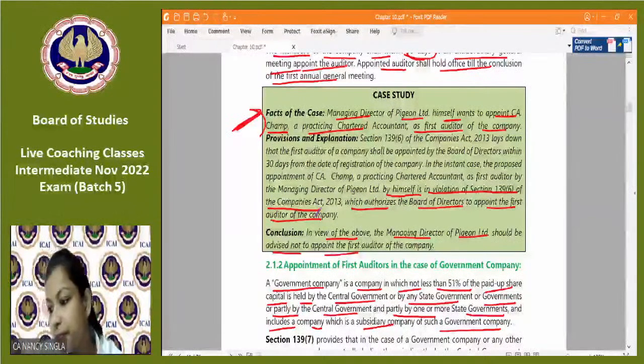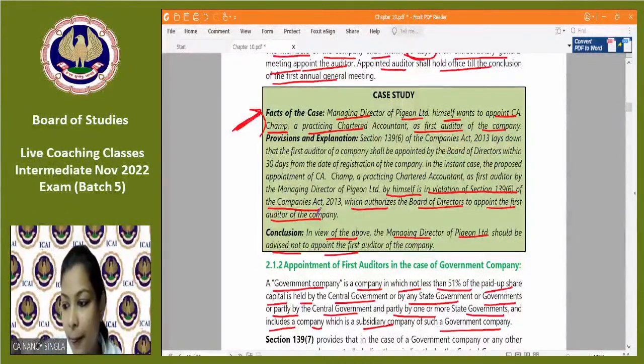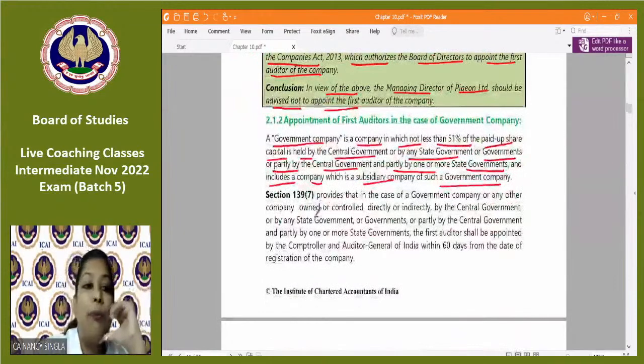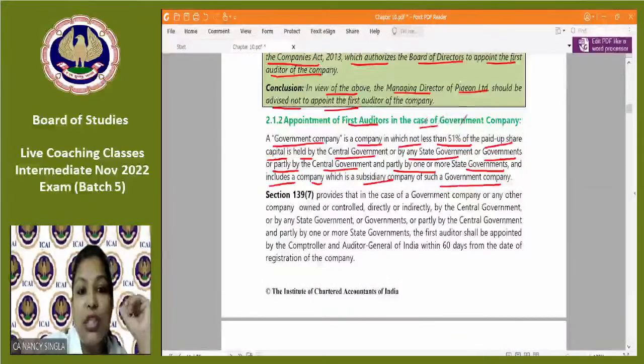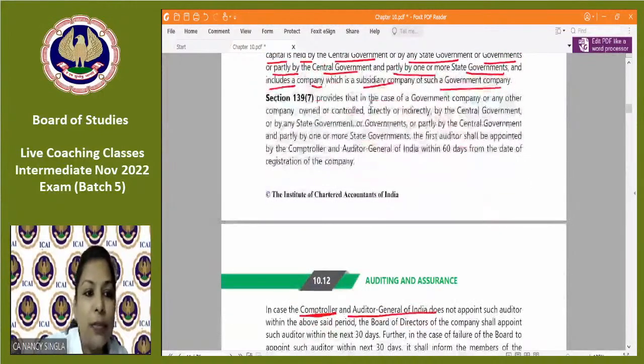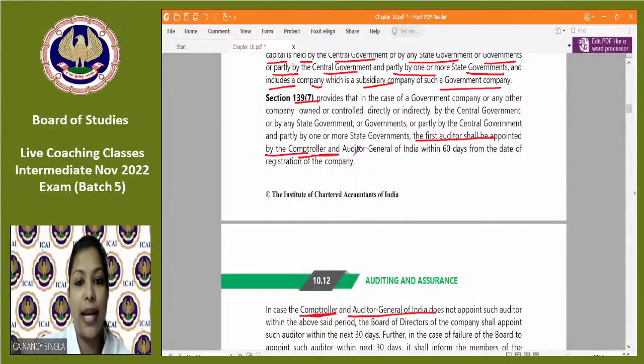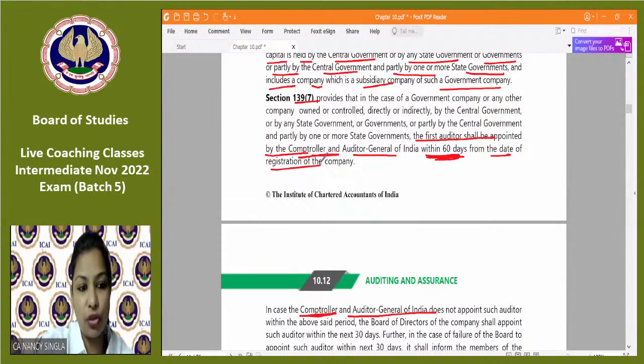ठीक है. अपॉइंटमेंट ऑफ फर्स्ट ऑडिटर इन केस ऑफ गवर्नमेंट कंपनी. सो गवर्नमेंट कंपनी क्या होता है ये आपको पता है. नाउ एज पर सेक्शन 139 सबसेक्शन 7, the first auditor shall be appointed by CAG, Comptroller and Auditor General of India within 60 days from the date of registration of the company.